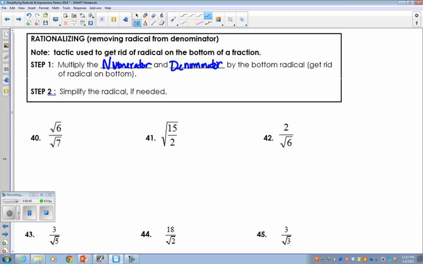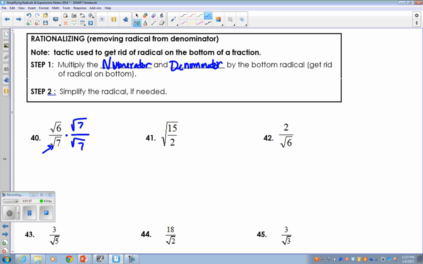So one way to look at it is whatever is at the bottom. Each time you have a radical at the bottom that is not a perfect square, you're going to rationalize it using that radical at the bottom. So our radical at the bottom is the square root of 7. So I'm going to multiply the top and the bottom by the square root of 7 to rationalize it.